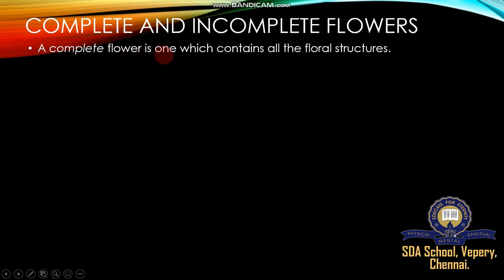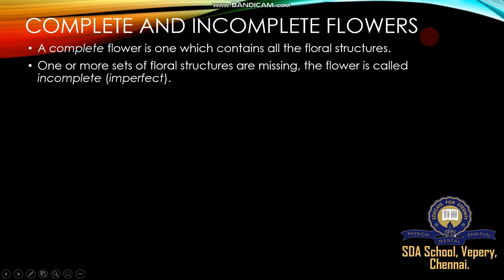A complete flower is one which contains all the floral structures. What are the floral structures? First the bract, then calyx, corolla, androecium, gynoecium. If all are present, it is called a complete flower. If any one is lacking, it is called incomplete. One or more sets of floral structures are missing. Missing means absent. The flower is called incomplete or imperfect.